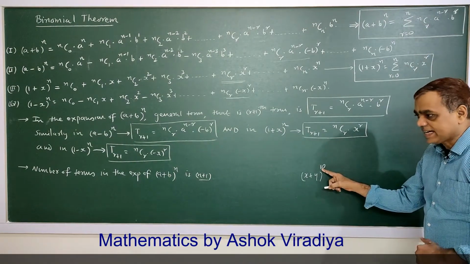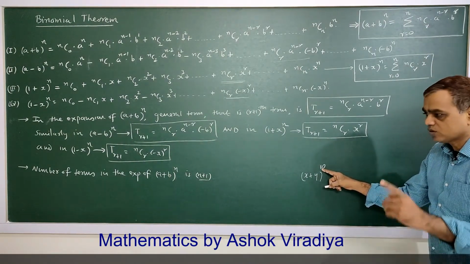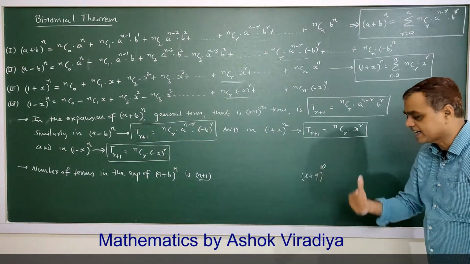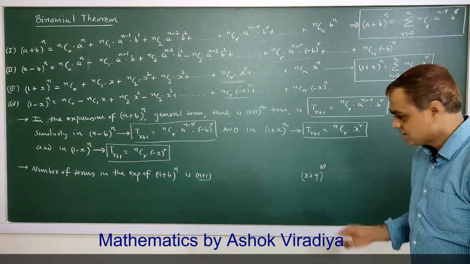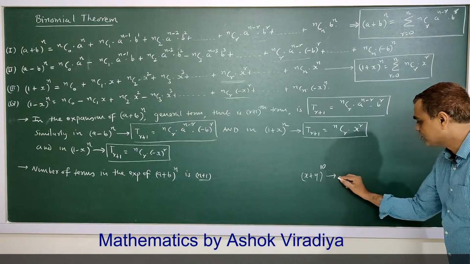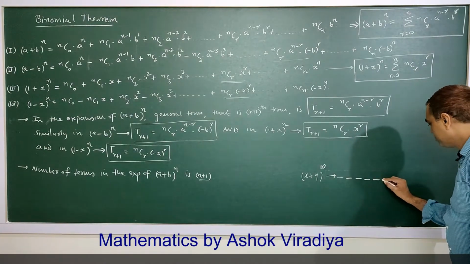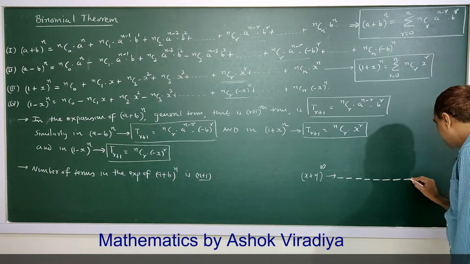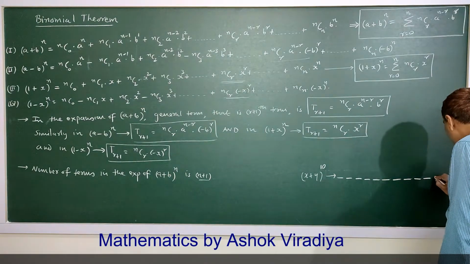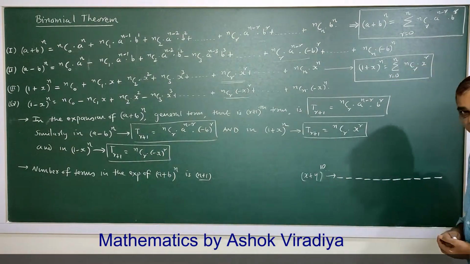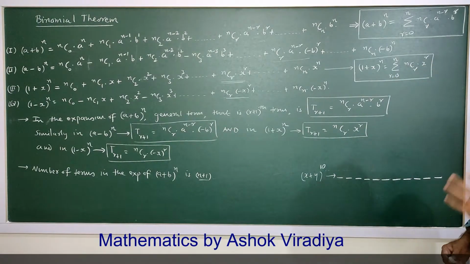So n is 10. So the number of terms in the expansion of (x + y) raised to 10 is 11. So first, second, third, 4, 5, 6, 7, 8, 9, 10, 11 terms. The expansion has 11 terms. Now look, the order of the middle term.